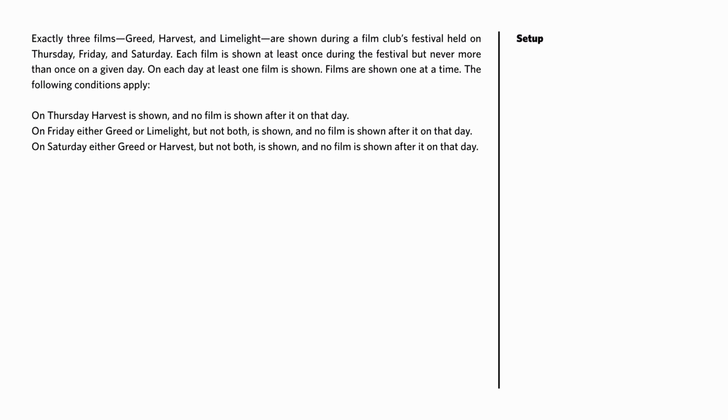Here we have an ordering game with three elements, films G, H, and L, that can go in any of three different days, Thursday, Friday, or Saturday. We also know that each element must be placed at least once, and that on any given day we can have a minimum of one film and a maximum of 3 films that play. We can write out the elements and set up our board like this.